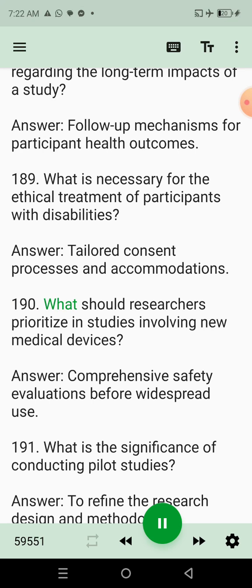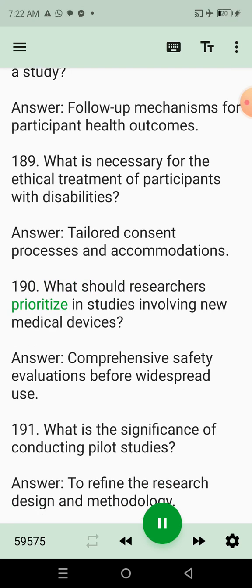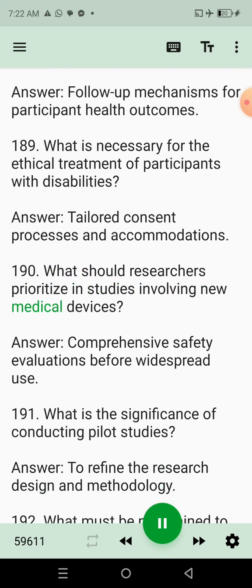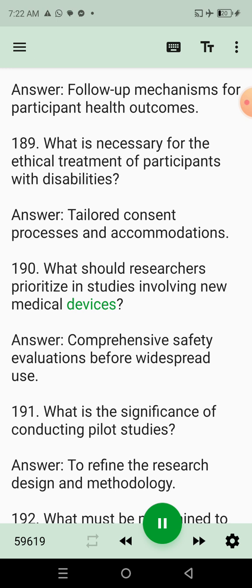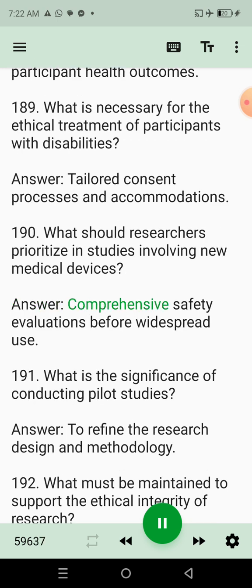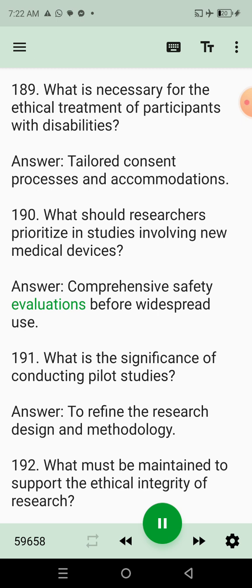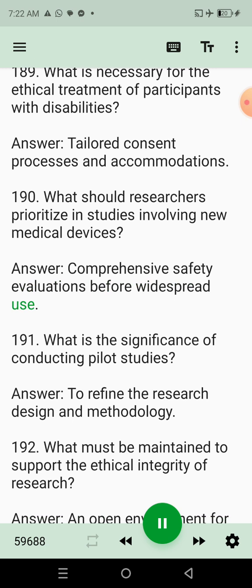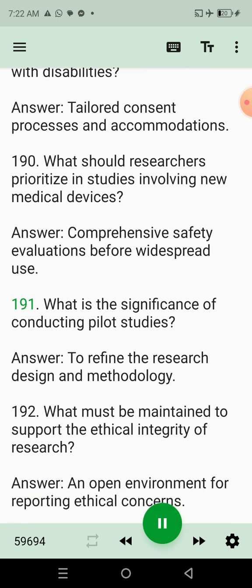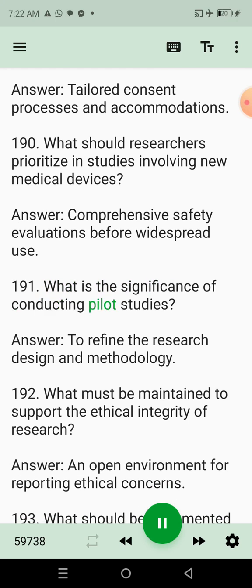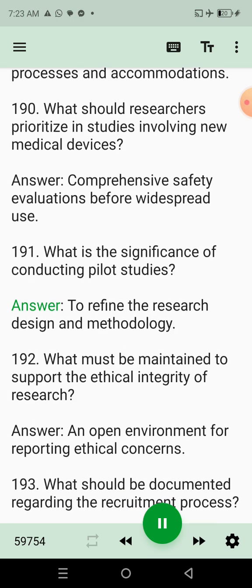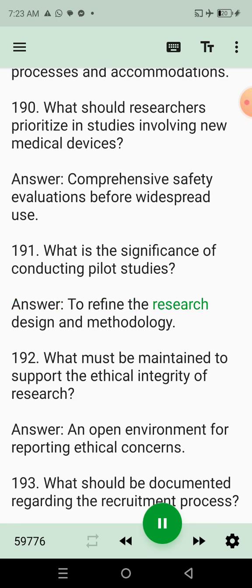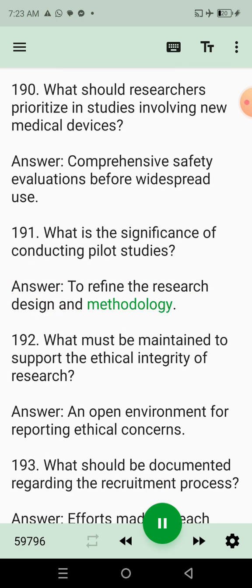190. What should researchers prioritize in studies involving new medical devices? Answer: comprehensive safety evaluations before widespread use. 191. What is the significance of conducting pilot studies? Answer: to refine the research design and methodology.